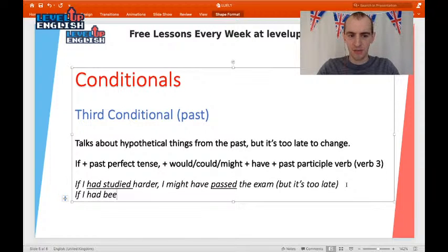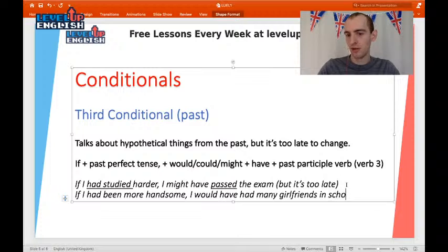If I had been, let's say, more handsome, I would have had many girlfriends in school. Yeah? So this is quite confusing, have had. But remember, we have would have, which is here. Had is simply the past participle verb of to have a girlfriend. If I had been more handsome, I would have had many girlfriends in school. But that was not the case, of course.